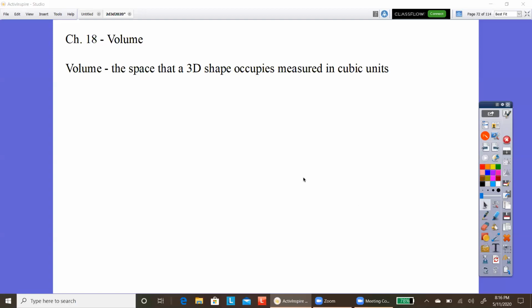So now that we're done with our unit of surface area, which measures the space on the outside of a three-dimensional object, now we're going to talk about the space inside, which is basically how much a three-dimensional object can hold. And that is the concept of volume. Volume is the space that a three-dimensional object occupies, and it is measured not in square units, but in cubic units, in cubes. How many cubes can fit within a three-dimensional solid?